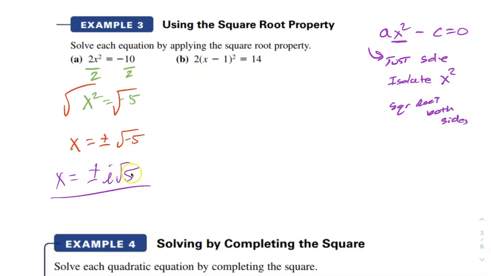This answer here would have no x-intercepts because they're both imaginary. So this graph looks something like this. Right? No x-intercepts because it's two imaginary solutions.